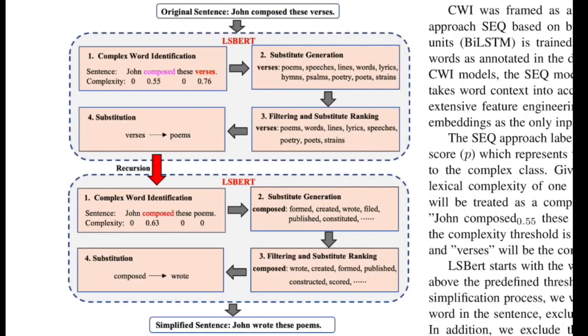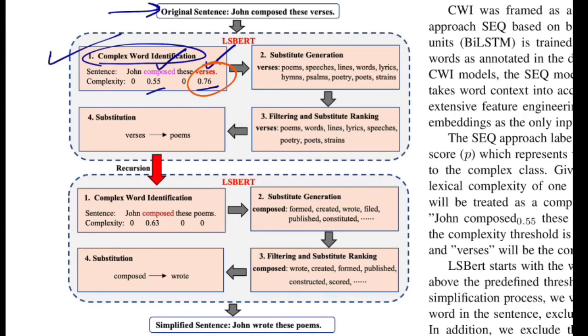So in this diagram, authors have pictorially tried telling about each of the steps that are involved in doing the simplification. So you have some original sentence, which is "John composed the verses". The first step is to do the complex word identification. So let's say a model says composed and verses are two of the words which are complex, and these are their respective probabilities. So it's clearly visible, verses is much more complex compared to the word composed as per the model that they have trained.